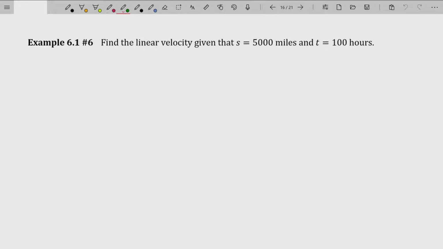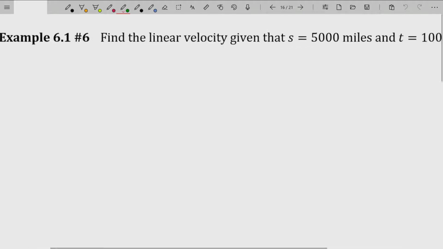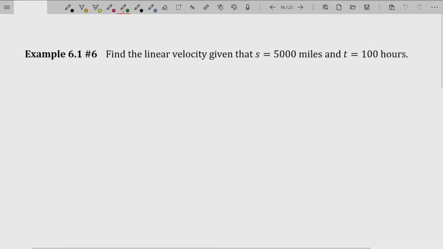So let's go ahead and find the linear velocity given that. So this is just a standard plug and chug example to get us started. We're going to find the linear velocity given that S is 5,000 miles and T is 100 hours. This is something that a pre-algebra student can do, right? Because it's just miles per hour. So linear velocity, remember, is distance over time. Pretty easy, right? And distance in this case is 5,000 miles. And time is 100 hours.